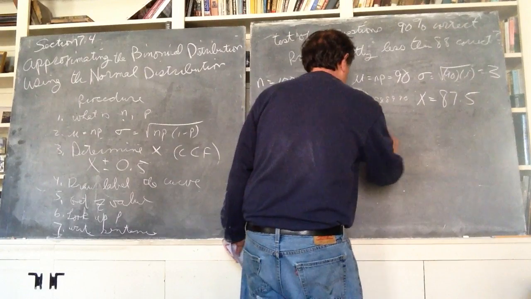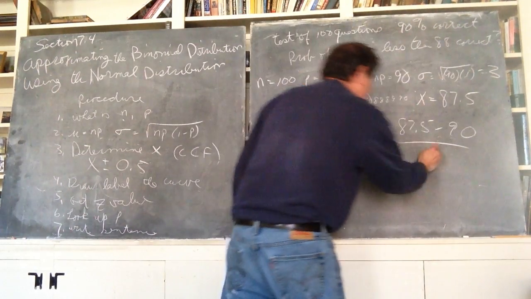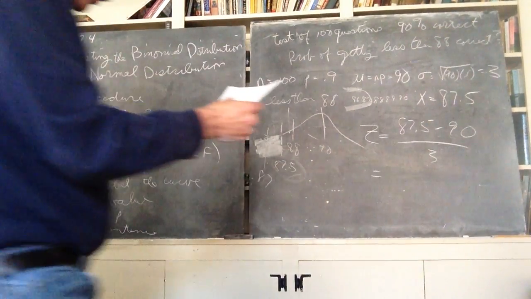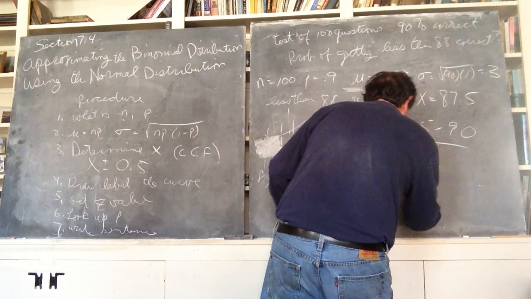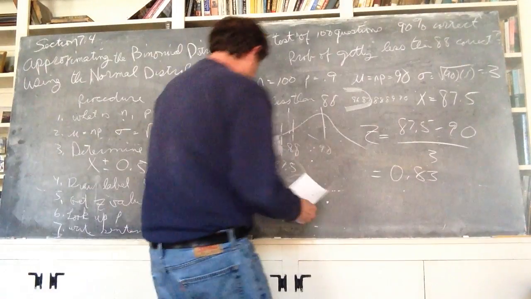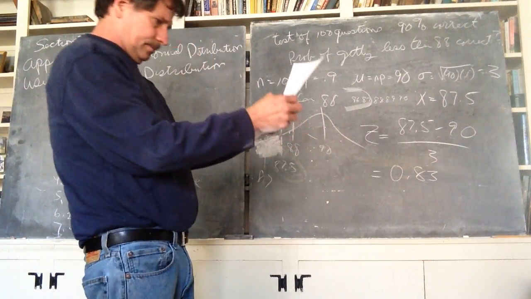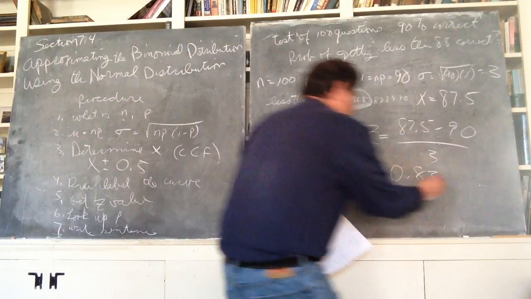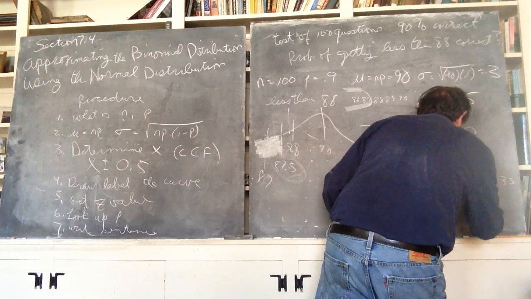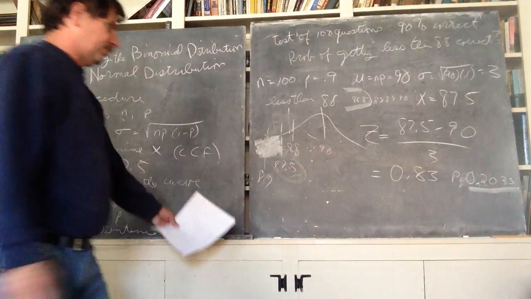So Z is 87.5 minus 90 over the standard deviation, 3. That gives 0.83. That's what I got for the Z value. And then I look that up, 0.83, I make it negative here. There is a 20.33. P is 20.33. I underline those on the quiz, and then you write a sentence.